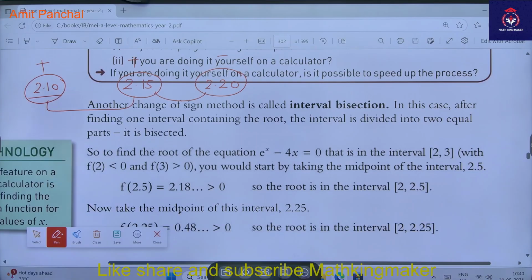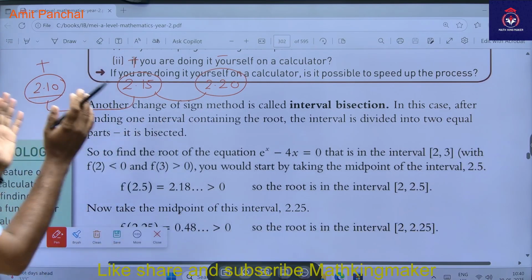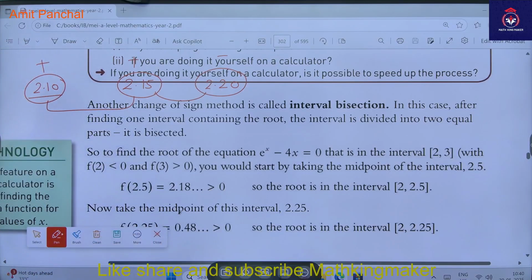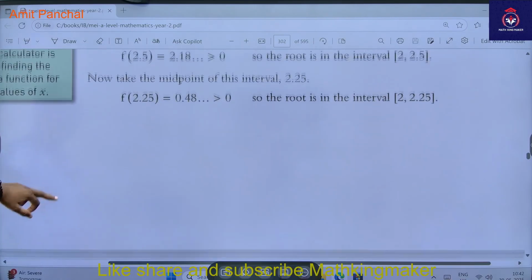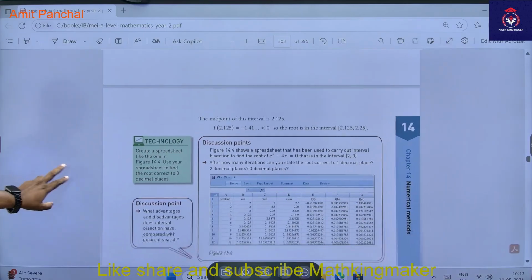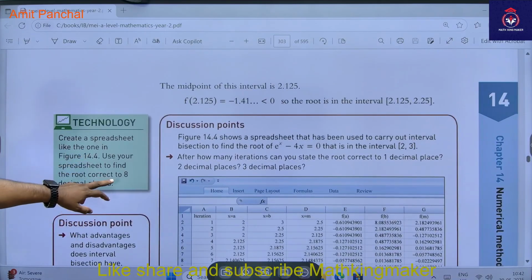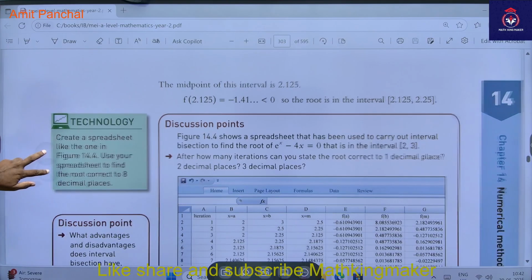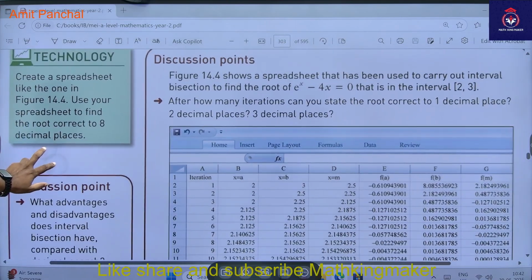Then you will check values in that interval. That means you are getting closer to the answer. Got my point? Likewise, you have to check. You can also find the values correct to 8 decimal places, so you can use a spreadsheet.